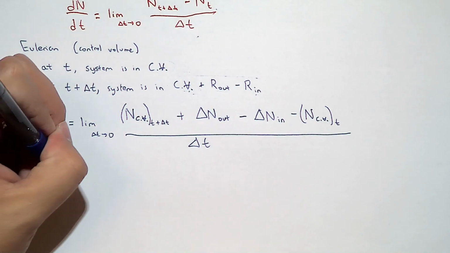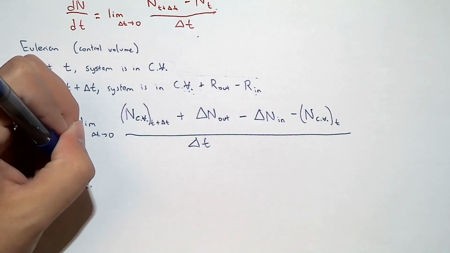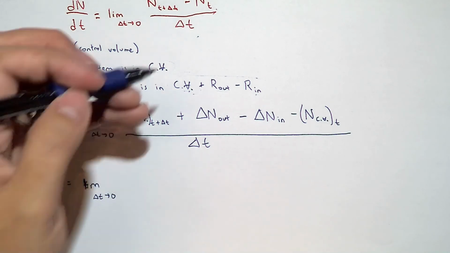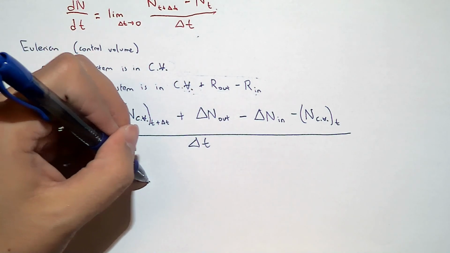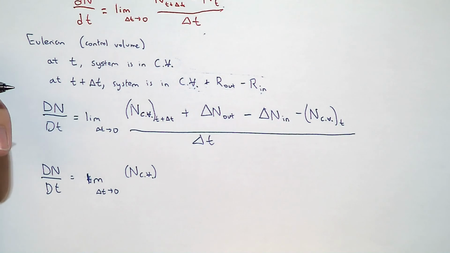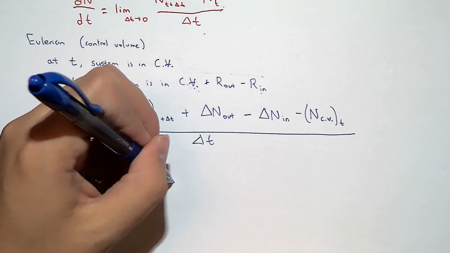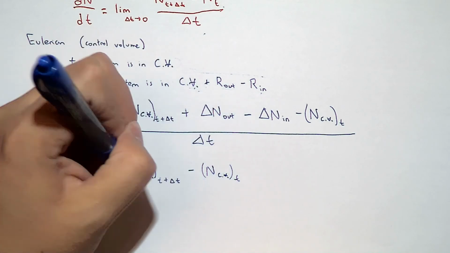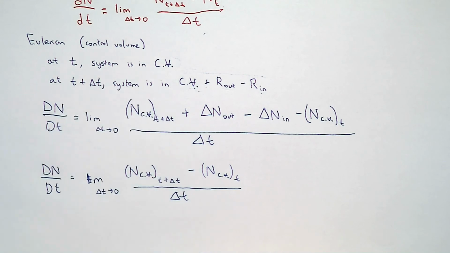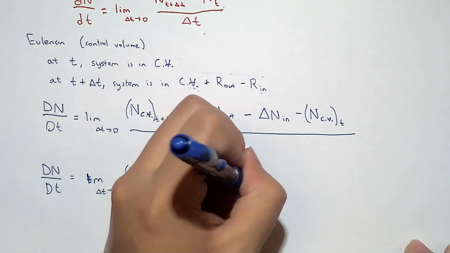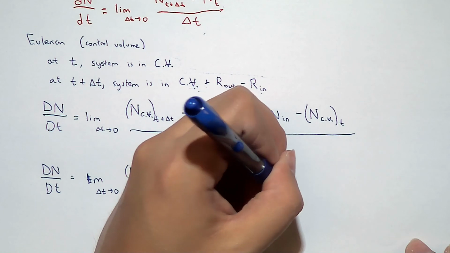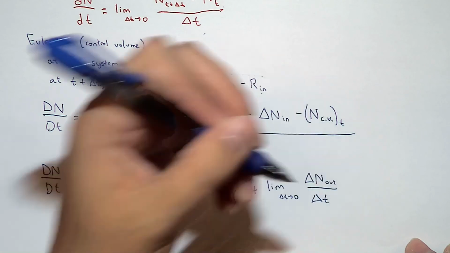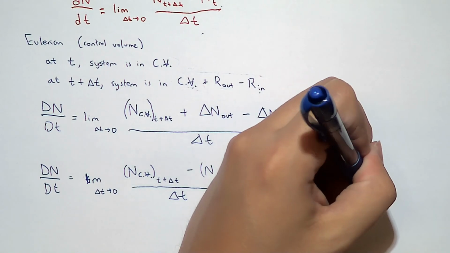Now, what I'm going to do is I'm going to take this derivative, and I'm going to rearrange it a little bit. I'm going to keep all of my control volume terms on one side, and I'm going to keep these in and out terms on the other. So I can express this derivative as the limit as delta t approaches 0 of my control volume terms. So I'm going to write my control volume, and you'll see why I am rearranging them in this way. Over delta t, plus the limit as delta t approaches 0, minus the limit as delta t approaches 0.